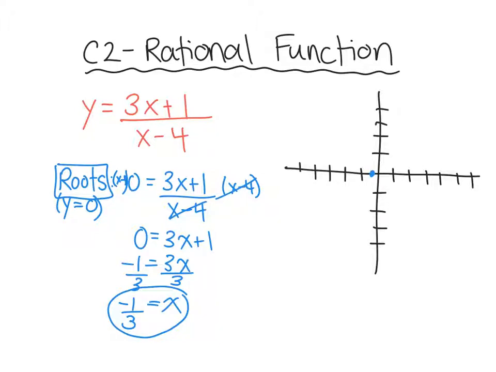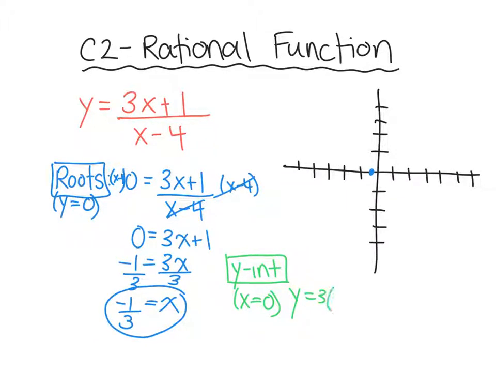Let's find the y-intercept next. If we want to find the y-intercept, now we just have to set x equal to 0. So I just plug that into my equation. So 3 times 0 plus 1 divided by 0 minus 4, and I end up with negative a quarter. So negative 0.25, so that's going to be right there.